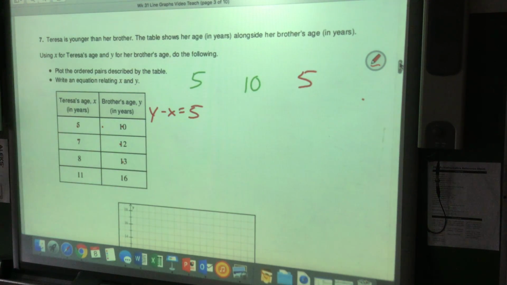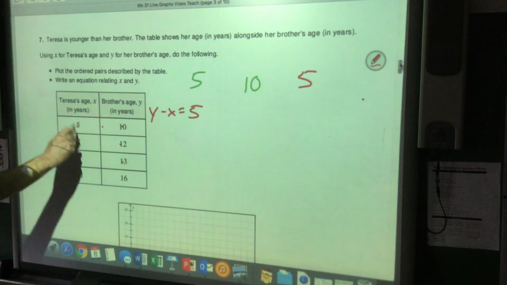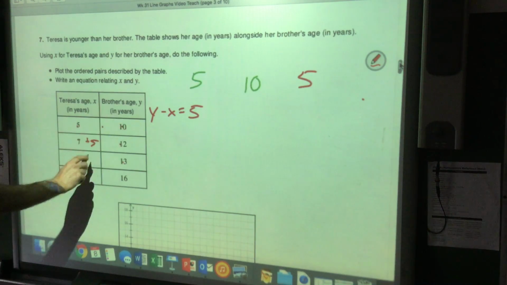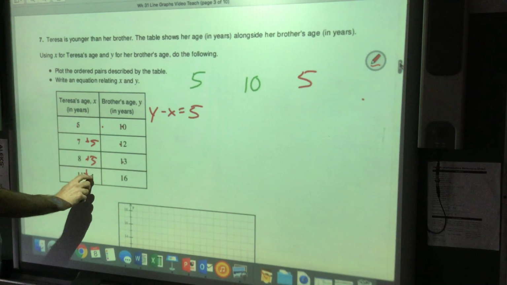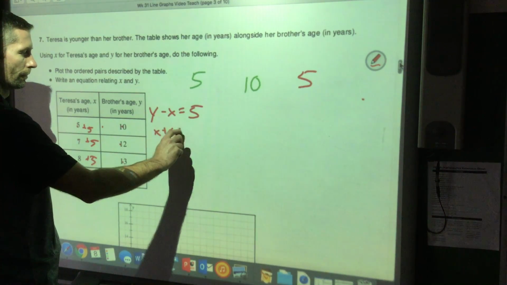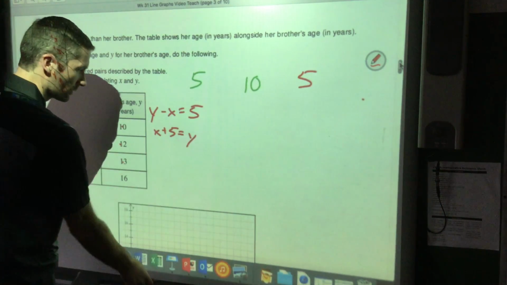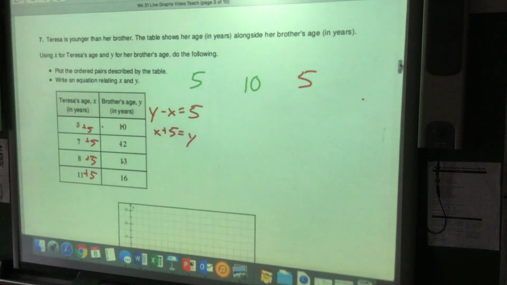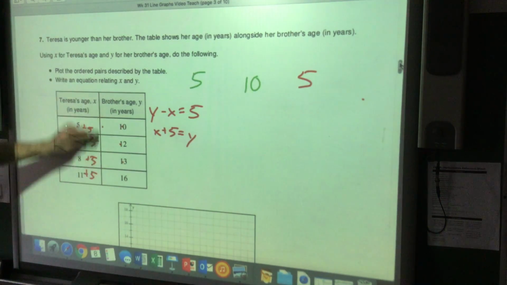Okay. Another way we could write it is X plus 5 equals Y. That equation works just as well. There's other equations we can use too, but those 2 make the most sense. Okay, so then we graph it.